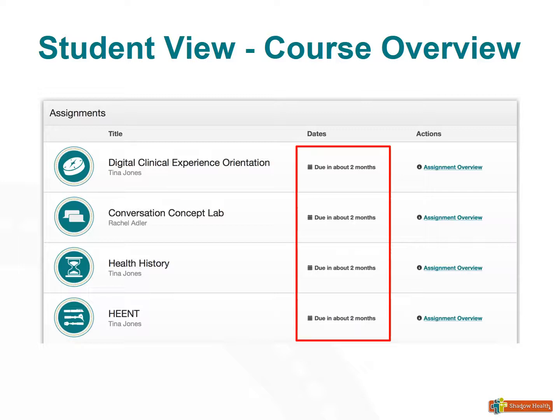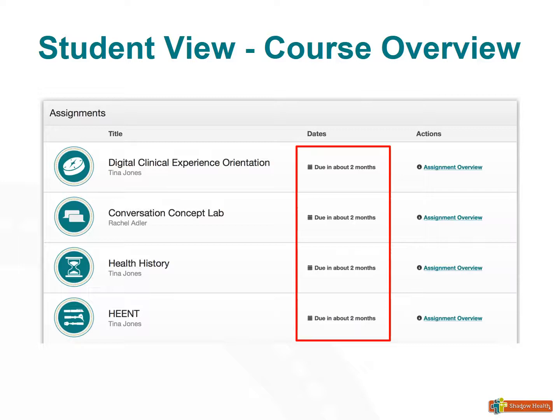You are required to start out completing the DCE orientation. If you do not complete the orientation, you will not be able to complete any more of the assignments. So for this course, for NU 607, the DCE orientation and the assignments are required. However, the concept labs are optional.